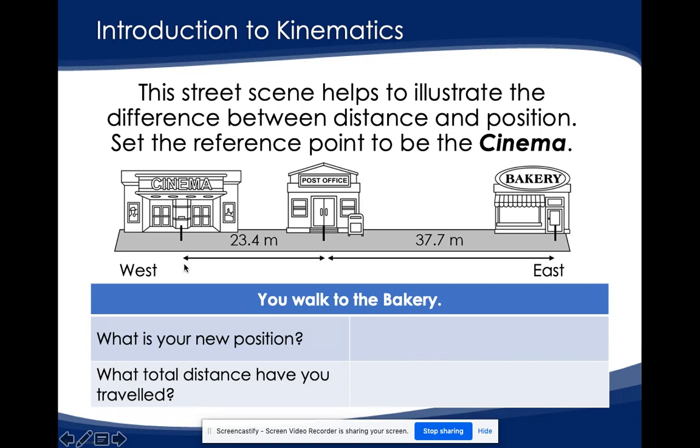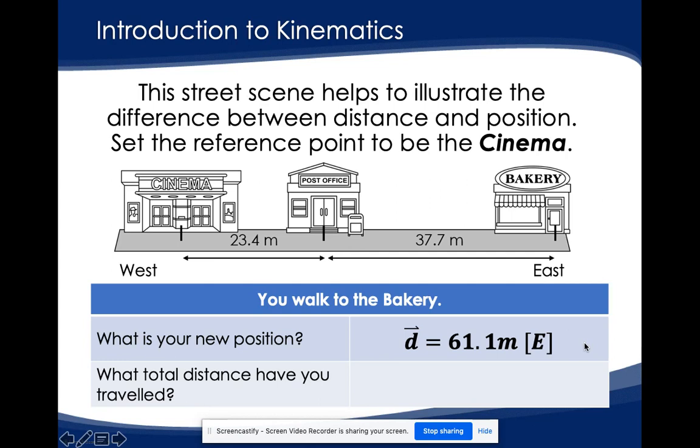Then we're going to go ahead and go back down to the bakery. You and your friends are indecisive tonight. So what's our new position? If we walked from the movie theater all the way down to the bakery, our new position is going to be this total distance here in the direction that we moved. We had 23.4 meters plus 37.7 meters to the east. So we have a total displacement basically in this walk. Our new position is 61.1 meters east. We have the hat over here showing direction, and then we have our value, the unit, and the direction that's included here because we went east.